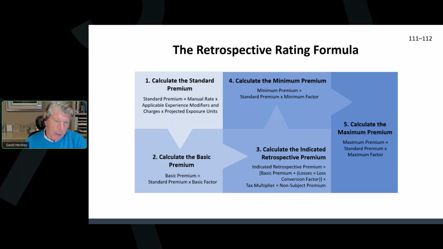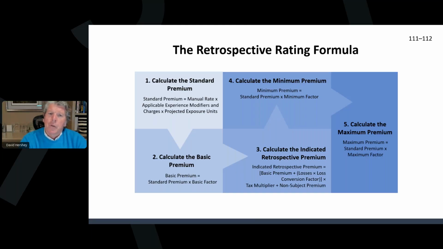Appropriate that, maybe not, okay? But at any rate, that percentage comes from them, right? Calculate the minimum premium. Okay, the minimum premium is going to be just a math exercise. We're going to take the standard premium times the minimum factor. Minimum factor also comes from the underwriter.